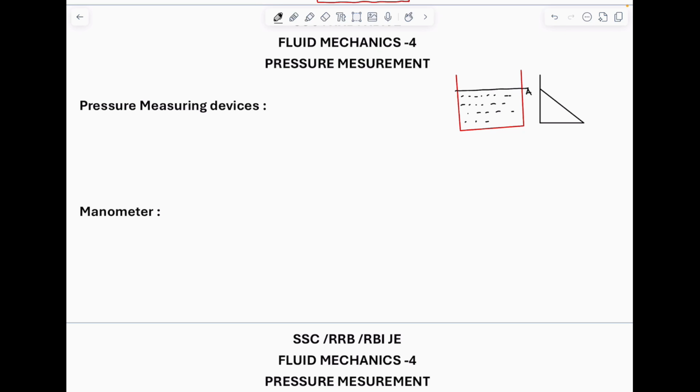This is A, this is B, this is the height h. The vertical pressure profile is like this. This is A, this is B. And the pressure profile is like this. Pressure increases with height.